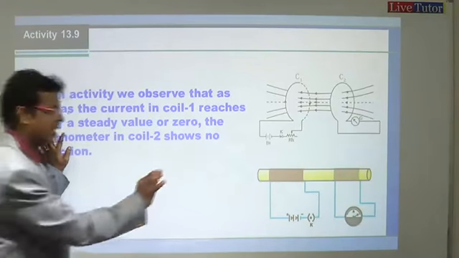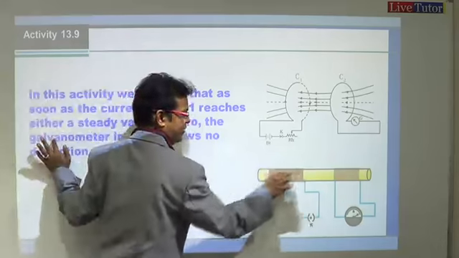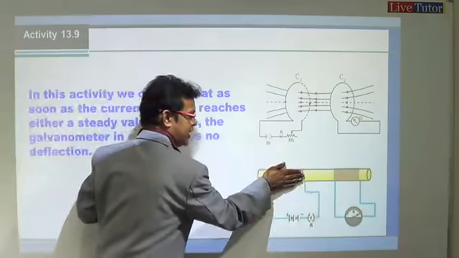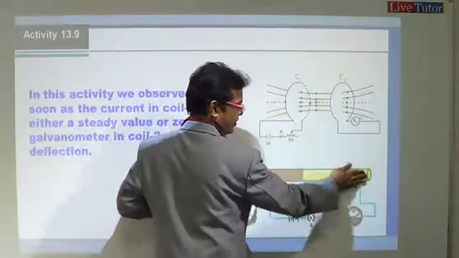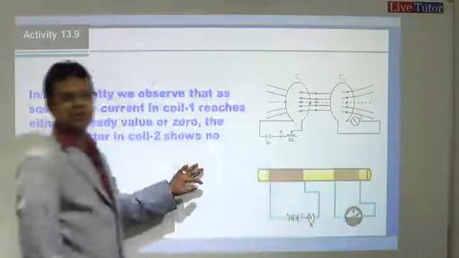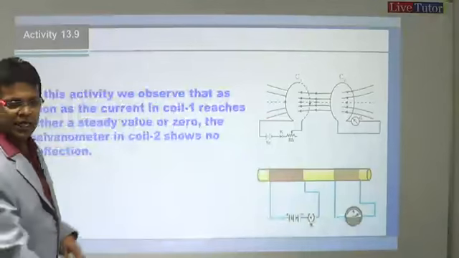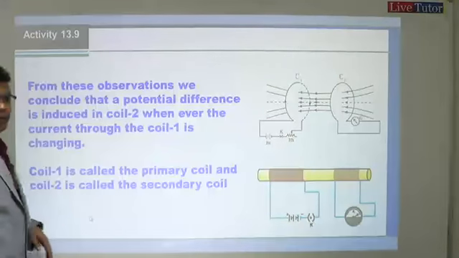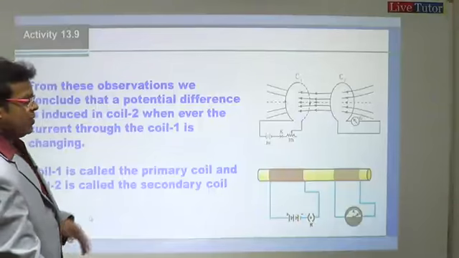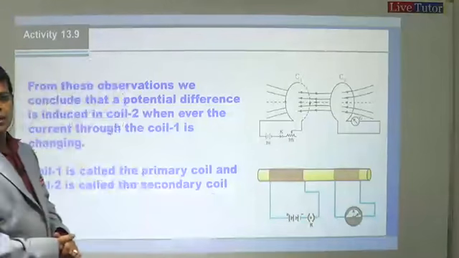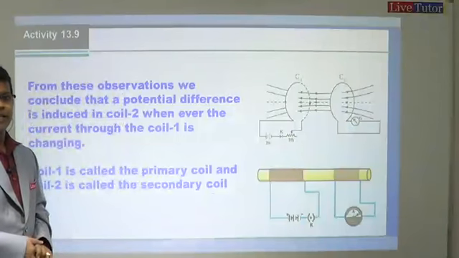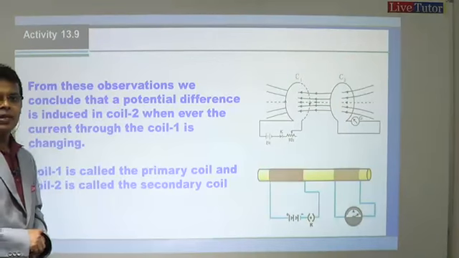That means when the current is not changing, when it is steady, there is no change in the current, no change in the magnetic field, no production of EMF, no production of induced current. This is what the experiment says. Now, as you have told already, the first coil is called the primary coil, the second one is called the secondary coil. Is that clear now?